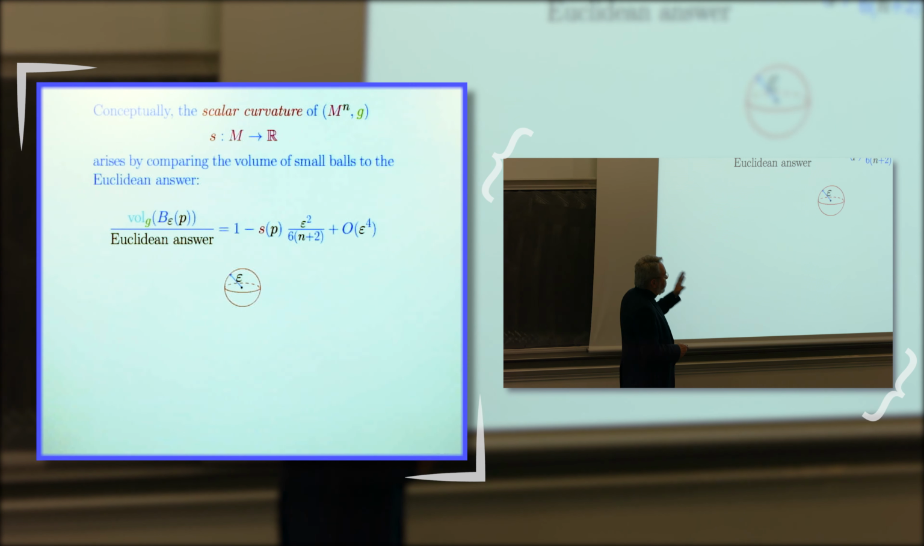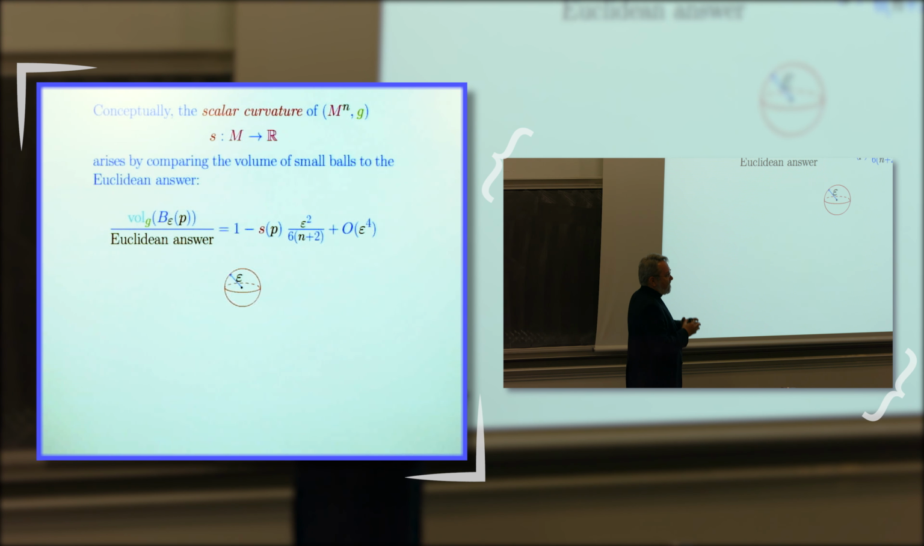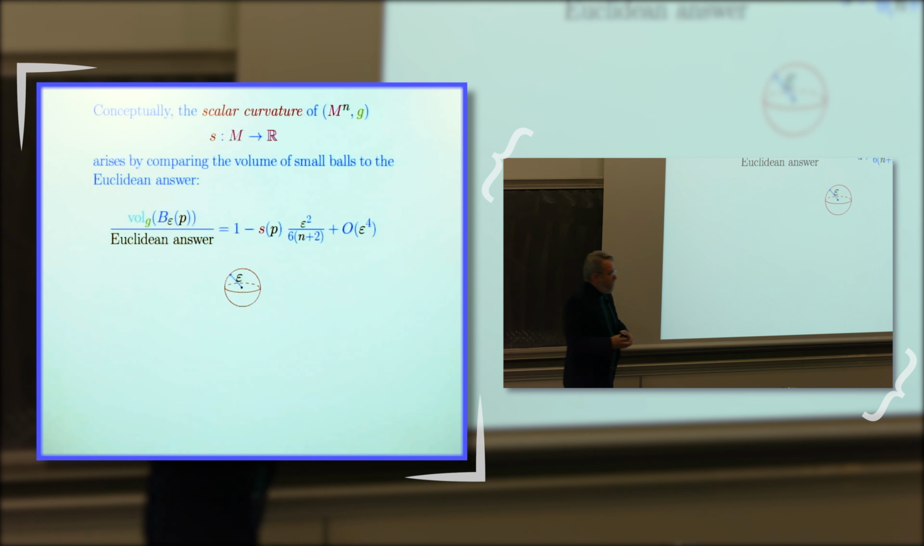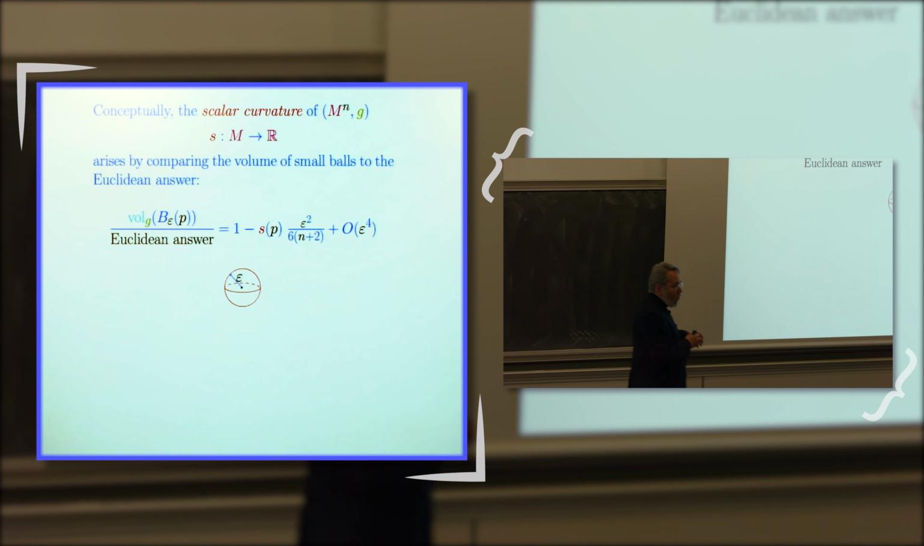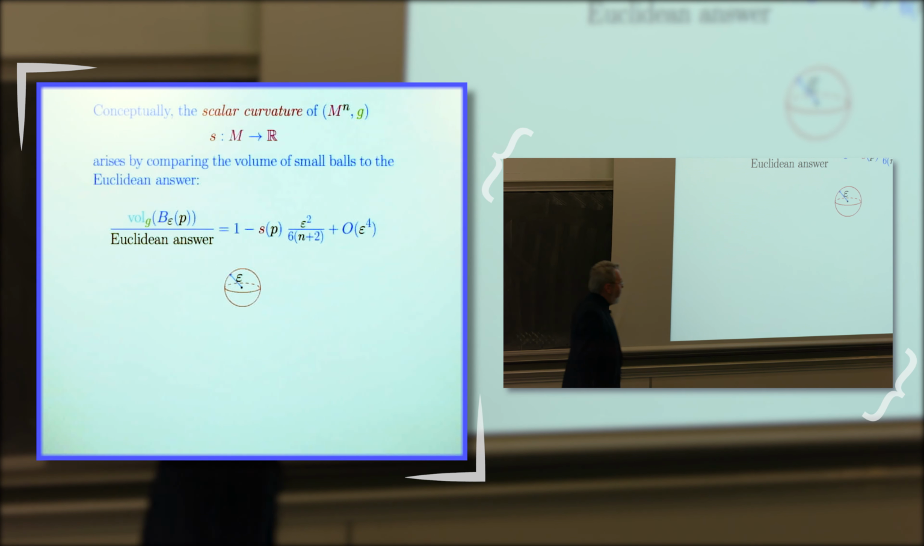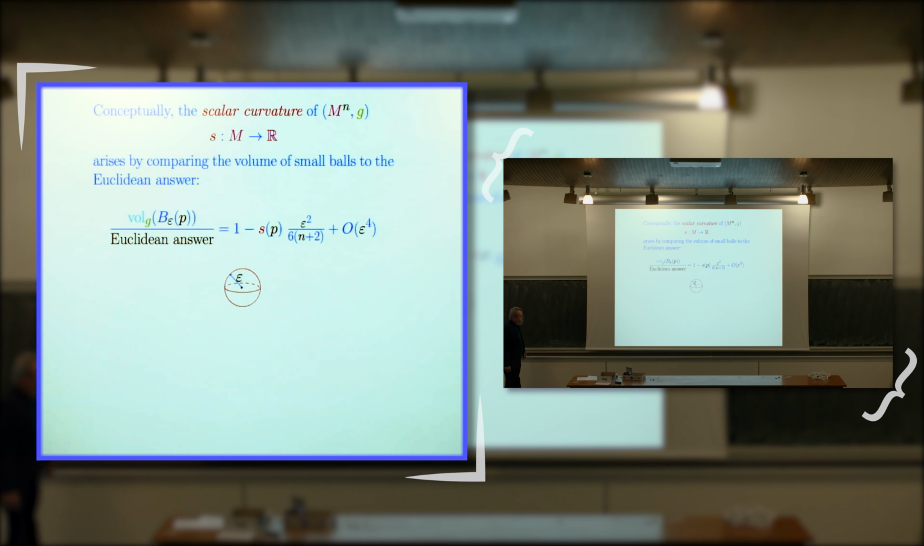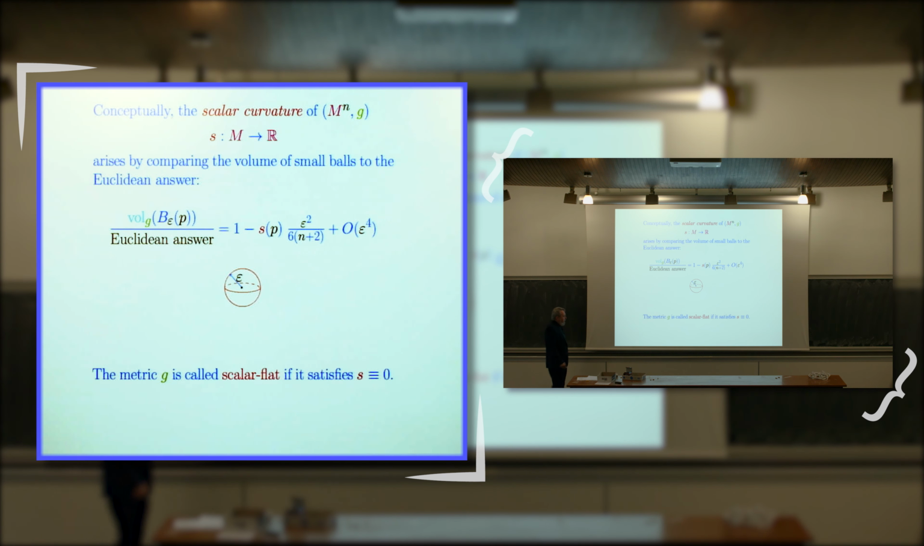If the scalar curvature is positive, it means a small ball has less volume than it would have in Euclidean space. If the scalar curvature is negative, it means that a small ball has more volume than it would have in Euclidean space. And a metric is said to be scalar flat if the scalar curvature is identically zero. All right, so now you've met a few types of curvature, the main ones that people study in Riemannian geometry.